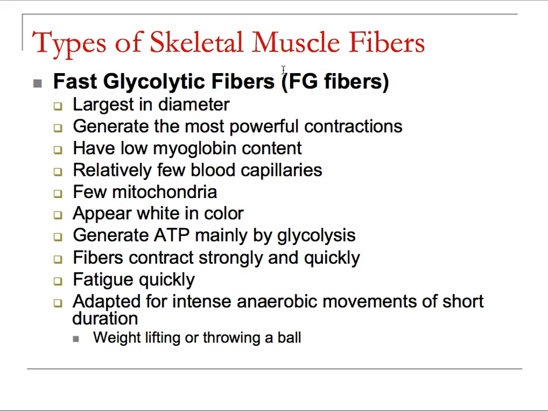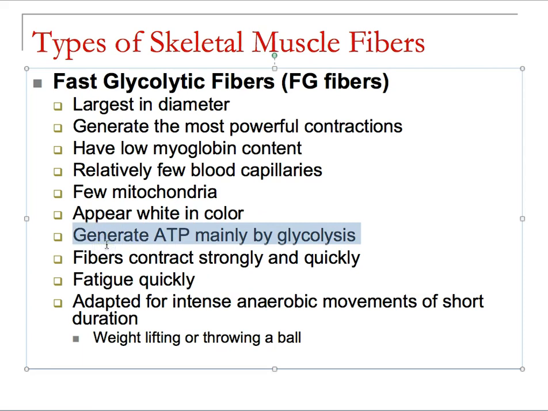Fast glycolytic fibers, okay? They appear white in color. They have generally few mitochondria, but one thing to keep in mind is that the more mitochondria you need, cells can actually make them. They're adapted for intense anaerobic movements for short duration. And I'm surprised they actually don't put sprinting in here as well, because essentially a sprint is a fast, intense anaerobic movement. Okay, weightlifting or throwing a ball would be one way to think about it. But here's the thing. It makes most of its ATP by glycolysis.